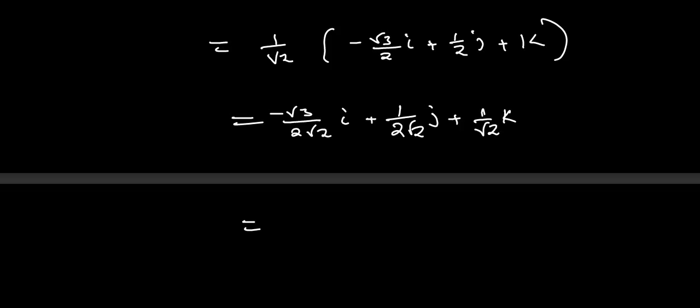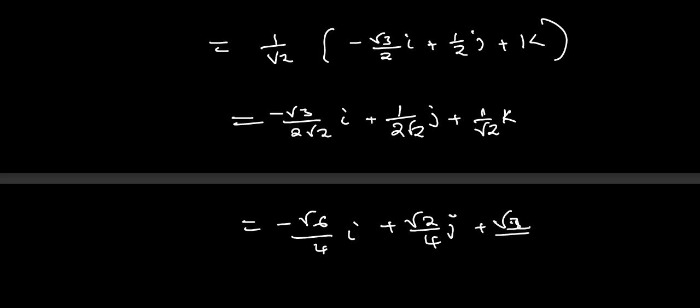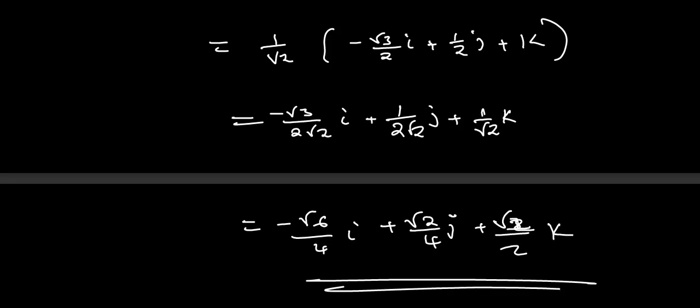So if you rationalize everything, that's going to be root 6 i. That's going to be root 2 over 4 j. That's root 2 over 2 k. Yeah, so this is our answer. That's your unit tangent vector. Then from here we can get the arc length.